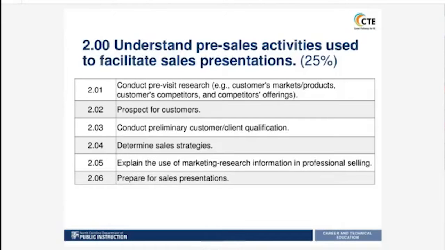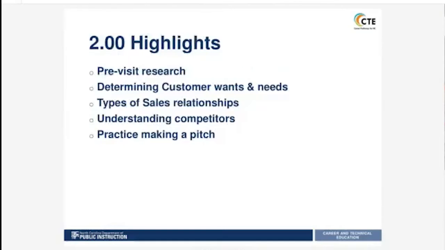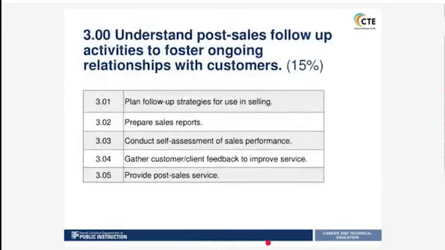So that's 2.0. It's just pulling your customers together. How do you get that customer list? And then how do I take everything and put it together for a sales pitch? Okay. 3.0 is really all about follow-up. What did I learn? What can I learn from those customers? How can I get the information from that customer and make myself better? It's all about making you as a salesperson better.